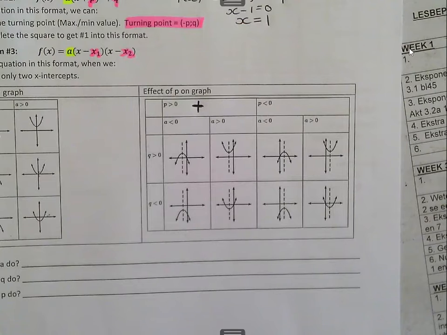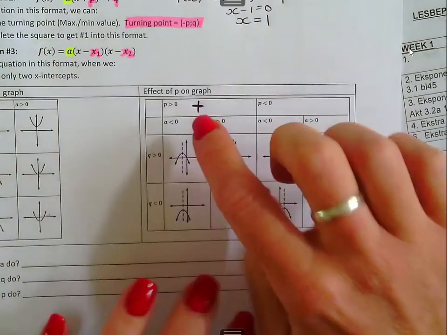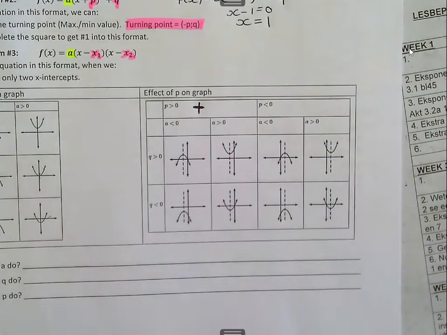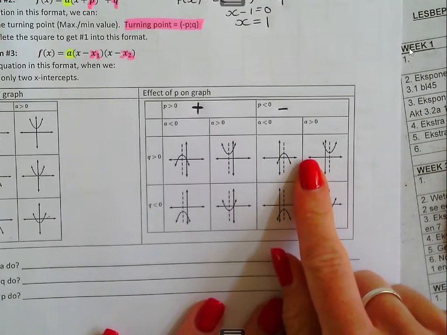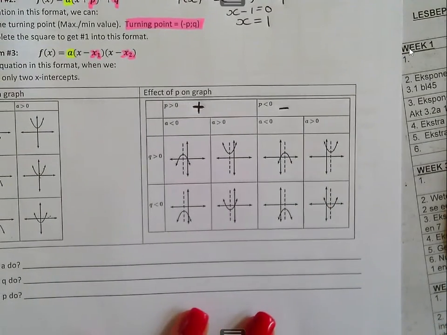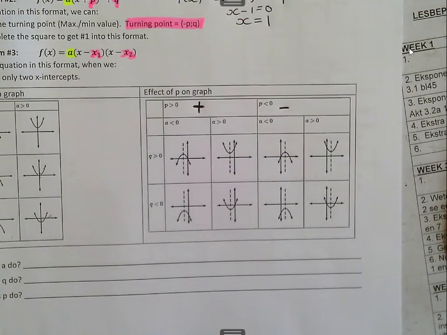Remember, when we want to know how P is going to move the graph, it has to get out of the bracket. Okay? But this is now when you look at P in the equation. So if it's positive, it moves left. And if it's negative, in the next two columns, it moves right. And the thing is, if you know what A and P and Q does in the parabola, you know what A and P and Q does in the hyperbola as well. And you know what A and P and Q does in the exponential function as well. And you actually know what it does in the straight line as well, except the straight line doesn't have P, it only has A and Q.